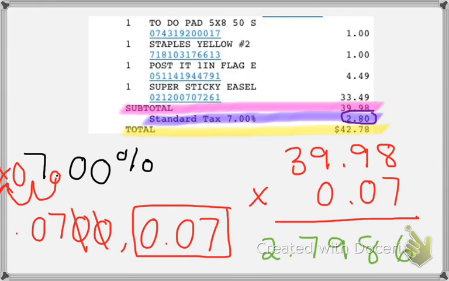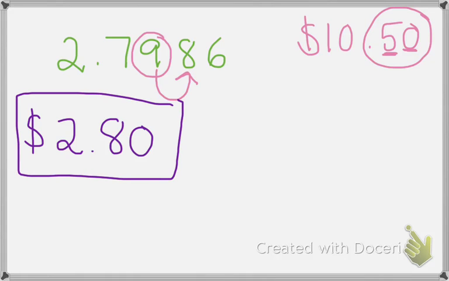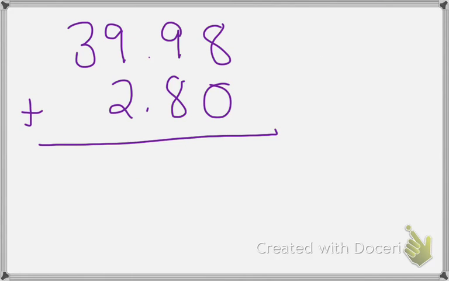$2.80. Okay, so that's how we find the tax. Now say we didn't know what the total was. To find the total, since we found the tax, we need to add together the amount that I paid for the items plus the tax. So the 4 items that I bought came out to be $39.98. Now plus the tax, so plus $2.80.